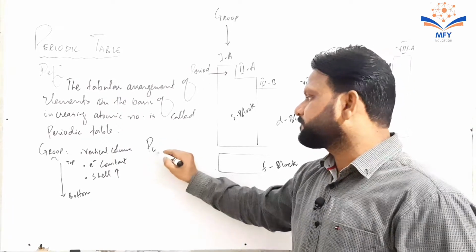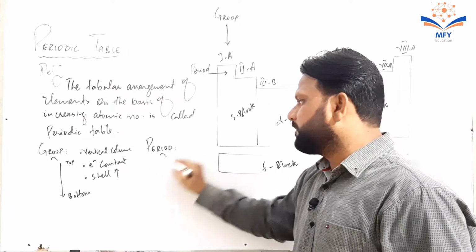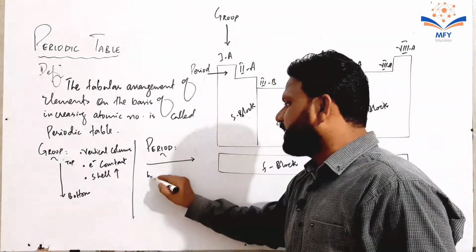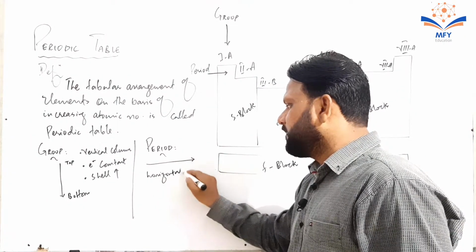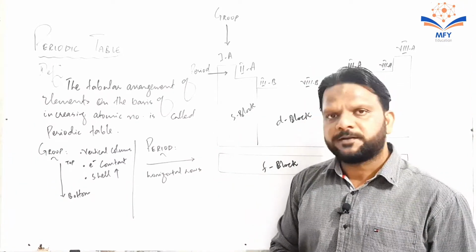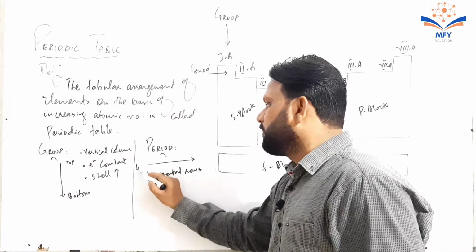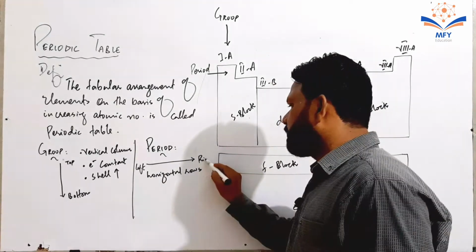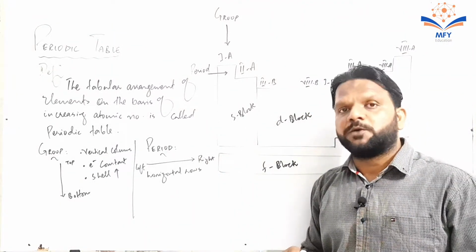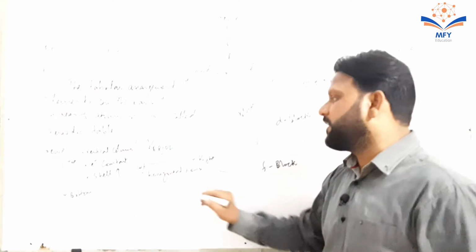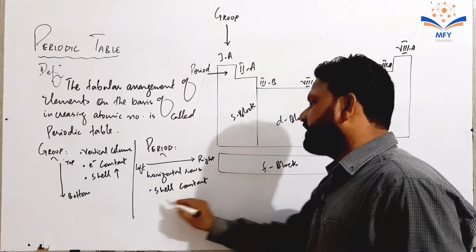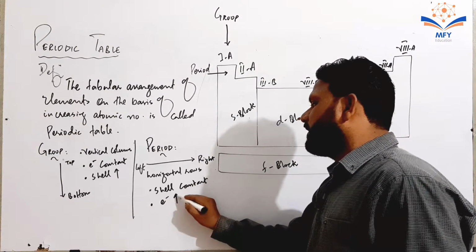If we talk about a period, what is a period? Horizontal rows of elements in the periodic table are called periods. We always move from left to right in the periodic table. When we move from left to right in each period, the number of shells remains constant while the number of electrons increases.